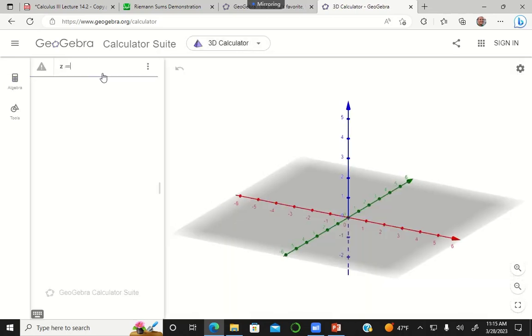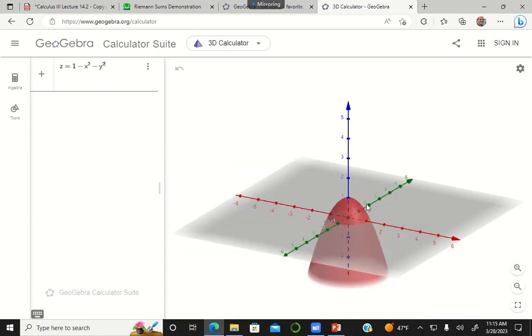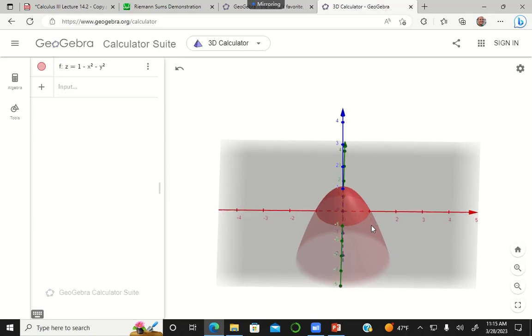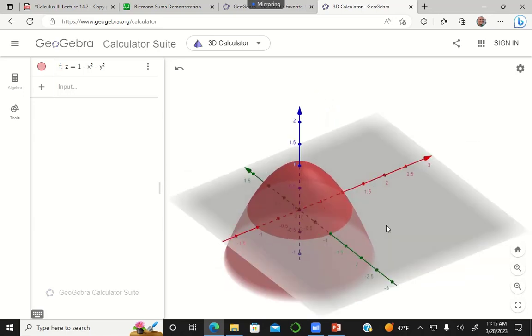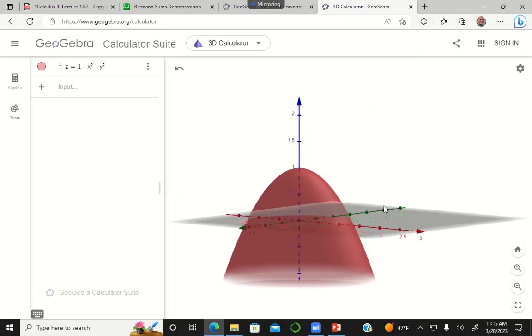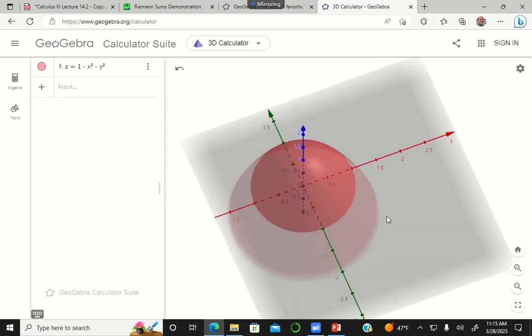So z equals 1 minus x squared minus y squared. So that's my little paraboloid. And I want to calculate the volume bound between this paraboloid and the plane over a certain region where I say x is allowed to be between 0 and 1, and y is allowed to be between 0 and 1.